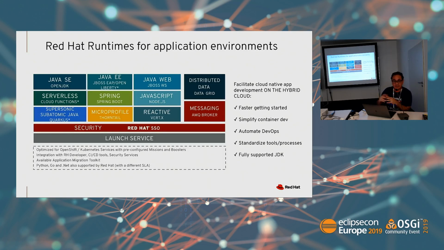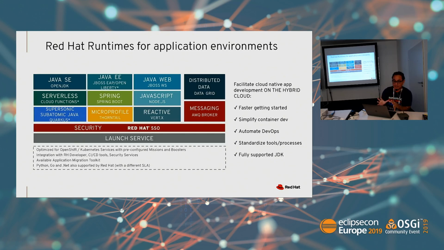Serverless and function as a service. That's something that is a roadmap item, but it'll be part of Red Hat Runtimes. Spring Boot, JavaScript for Node.js. Quarkus will be there. It's a roadmap item. Thorntail, which is what we currently use for MicroProfile implementation. Reactive programming, for that we have Vert.x. Also includes a data grid if you want to cache data in memory, as well as AMQ broker if you want to do messaging. Includes also SSO for security, as well as a launch service to make you productive quickly.